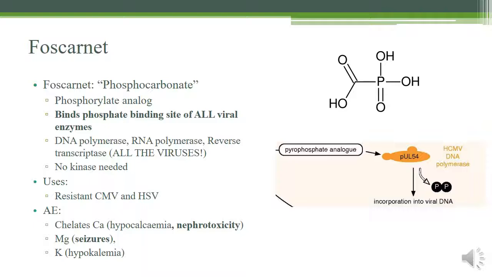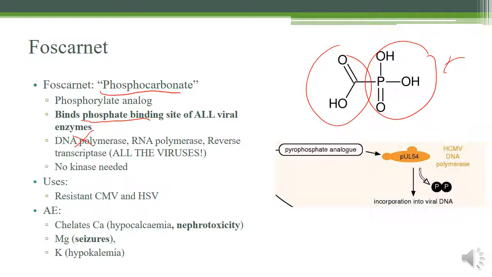So Foscarnet is just a play on the word phosphocarbonate because that's exactly what it is. It has a phosphate group and a carbonate group, and this phosphate group can wreak havoc for a lot of the viruses. It tricks them by binding onto the phosphate binding sites of all the viral enzymes. Any virus, any phosphate binding site of any virus, and that'll actually inhibit enzymes like DNA polymerase, RNA polymerase, and reverse transcriptase of any virus in your system.